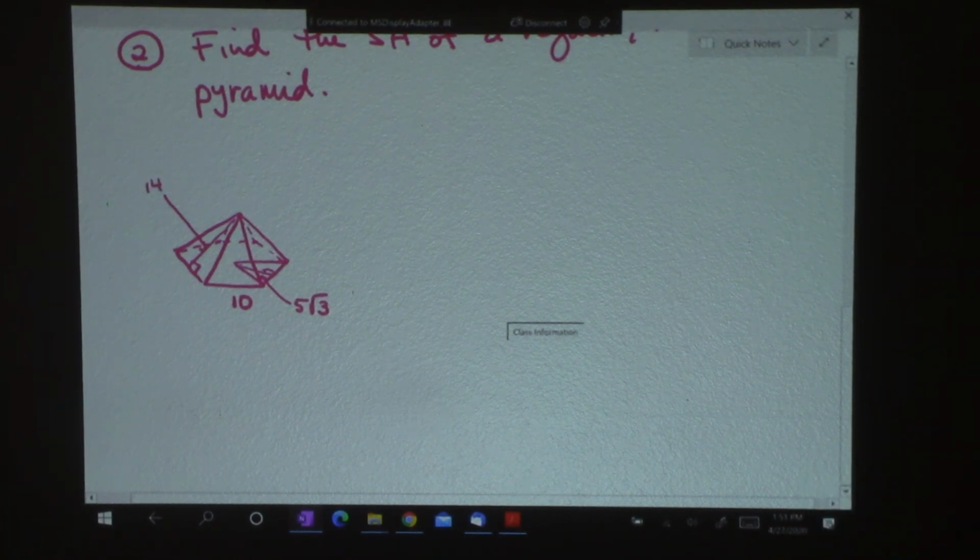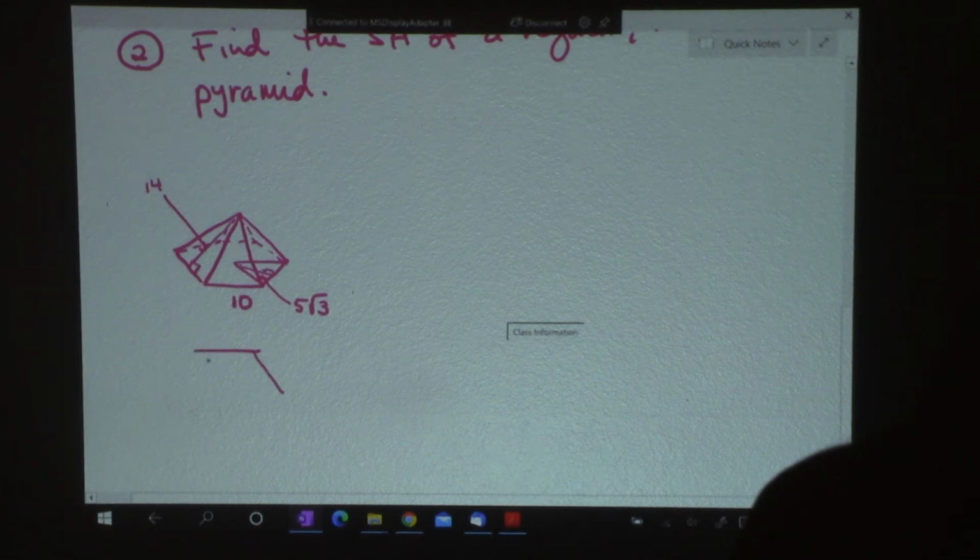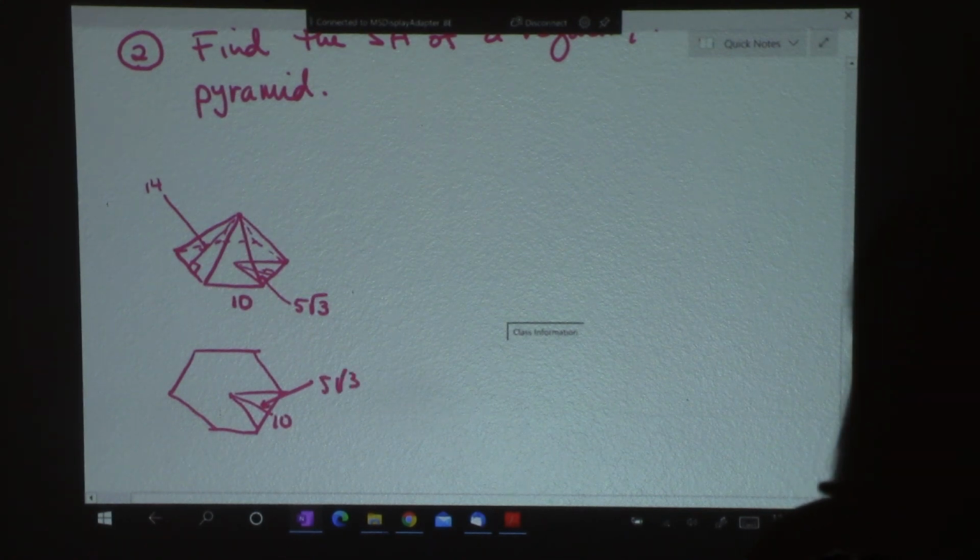So if you look in the picture in the book, it's there. I'll just draw the base real quickly, and it looks like this. So this is the base. Sorry, it's not that pretty. This is 10, and this is 5 square roots of 3. Okay, so that's the information that they give us, and we want to find the surface area.